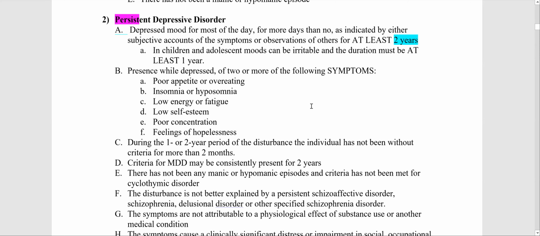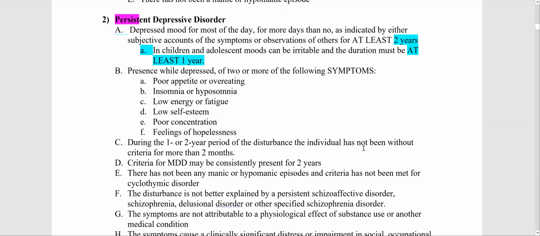So it's a depressed mood for most of the day, for more days than not, as indicated by either subjective accounts of the symptoms, meaning the person is telling you, or observations from others, for at least 2 years or more. And in children, we slice it in half, and that would be at least 1 year or longer. So for adults, since there's 2 depressive disorders and it's either 2 weeks or 2 years, persistent is persisted over time, so it's longer, so it's 2 years or more. For children, it's at least 1 year or longer.